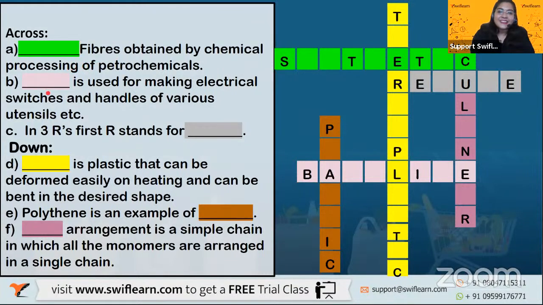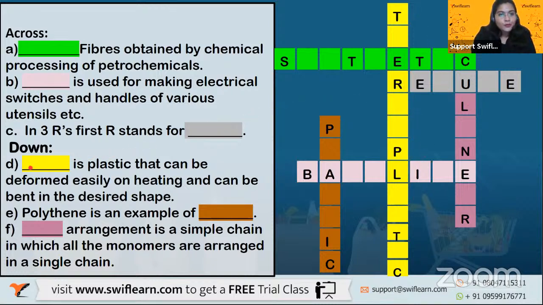Second, let me see who can give the answer. Dash is used for making electrical switches and handles for various utensils. Let me see who can say. Very good. It is bakelite. The third one: in 3 R's, the first R stands for? Remember? Reduce, reuse, recycle. So the first R is reduce. Very good. Now come to the down clues.